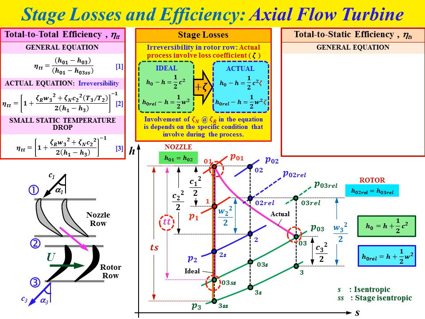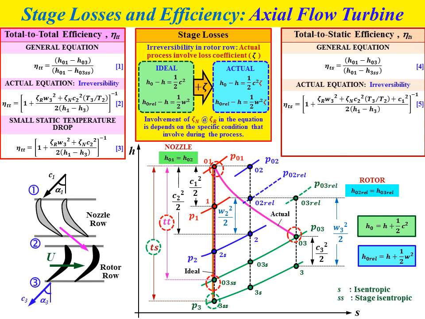Okay, for the total to static efficiency, mu Ts, the general equation will be mu Ts equal to H01 minus H03 divided by H01 minus H3SS. So the equation represented by equation number 4 involves two types of enthalpy, stagnation enthalpy and also static enthalpy, as shown in the figures. Okay, so the conditions involved are H01, H03 and also H3SS.